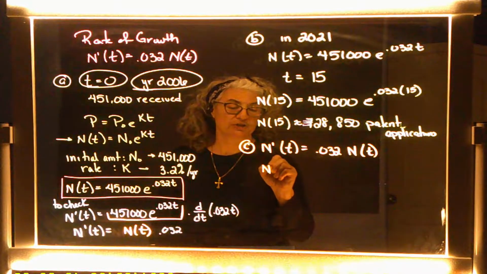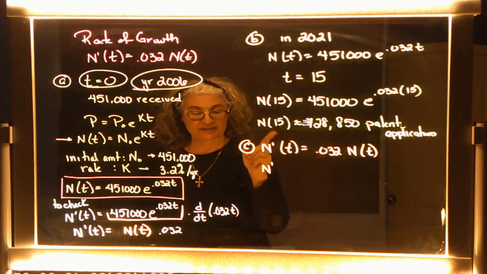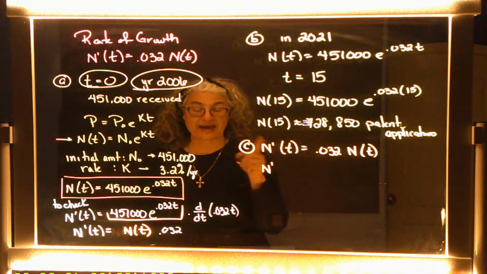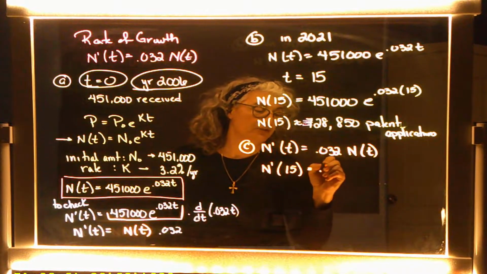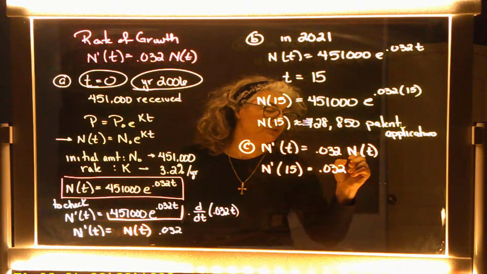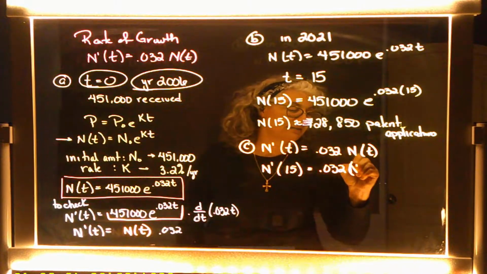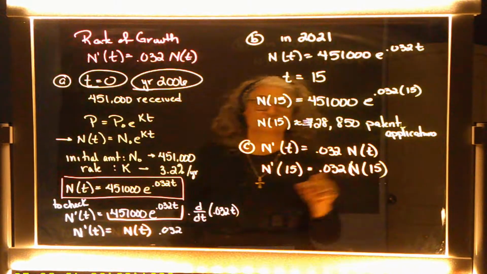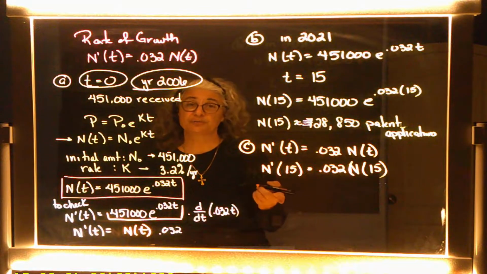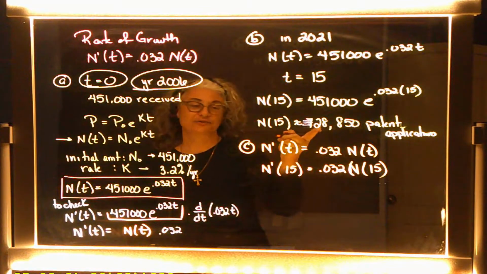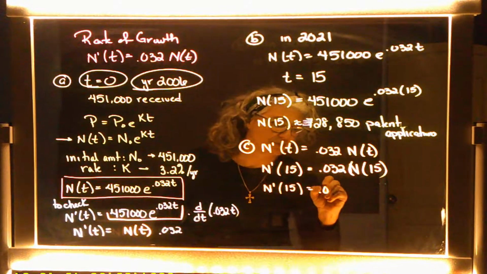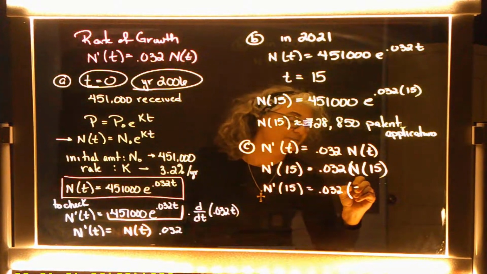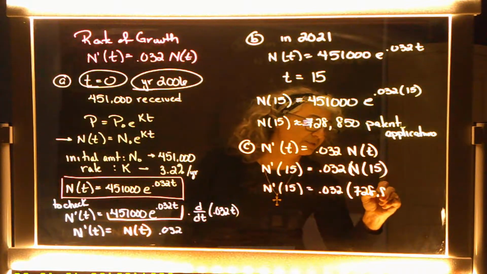So they want us to estimate the rate of change in the number of patent applications in 2021. So time is what? Good, 15 years. So we are just going to take the 0.032 and multiply by n at 15 years. Well, didn't we already compute that? Yeah, that answer's here, isn't it? So, gratefully, this part C isn't as big of a deal as it could have been.